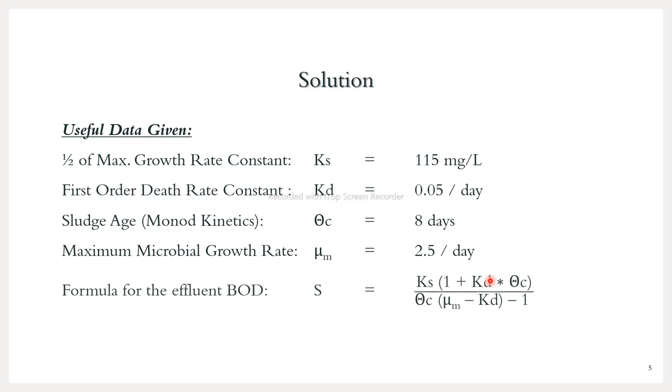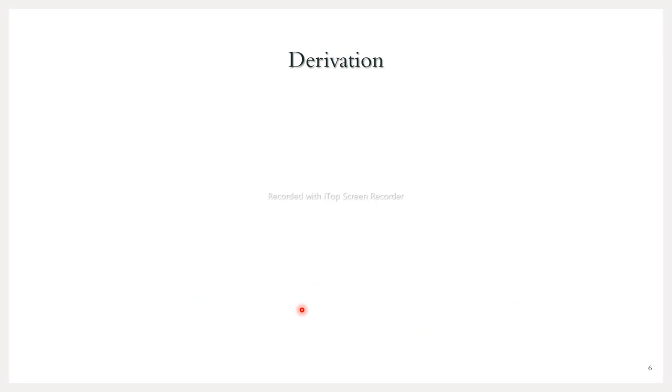The effluent BOD formula, where you don't see any effluent BOD on the right hand side of the equation. Then we just put the useful data given in that problem in that formula, and we solved the effluent BOD. But the person, I don't remember if it was you, who was present in the last class, told that he wanted an explanation for this problem. I mean, how this formula came into the picture. So today I will derive this formula. I also verbally discussed the derivation part. Again, I'll show you for your convenience.